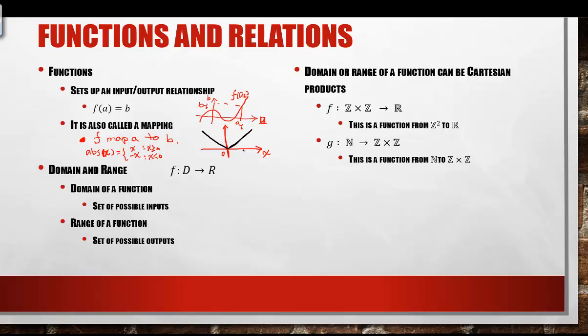So for positive x values, it returns x itself, and for negative x values, it returns negative x, which is a negative times a negative and will return a positive value. So this will be the absolute function. Okay.